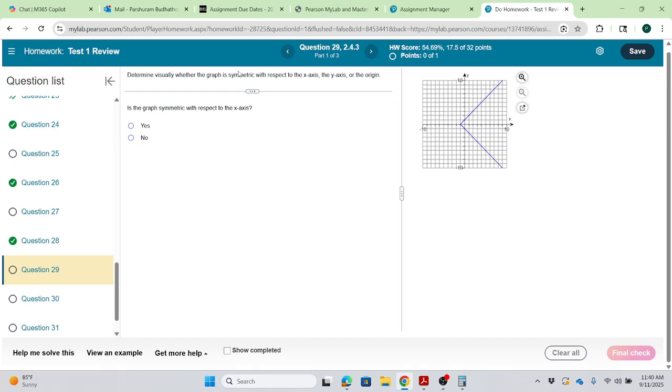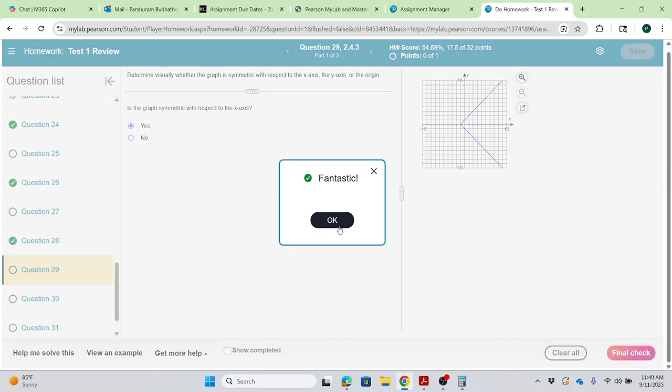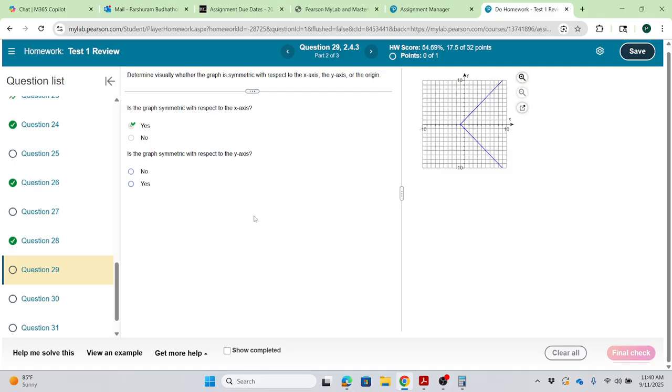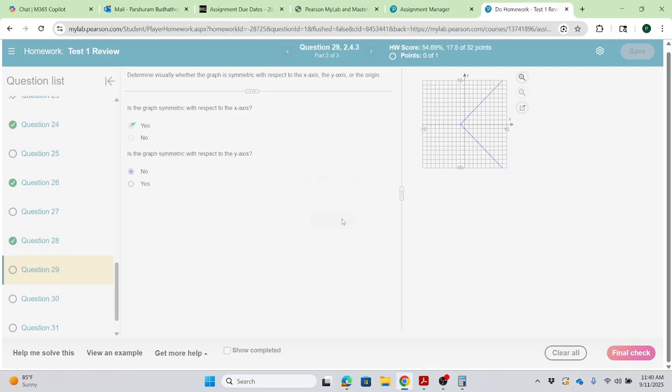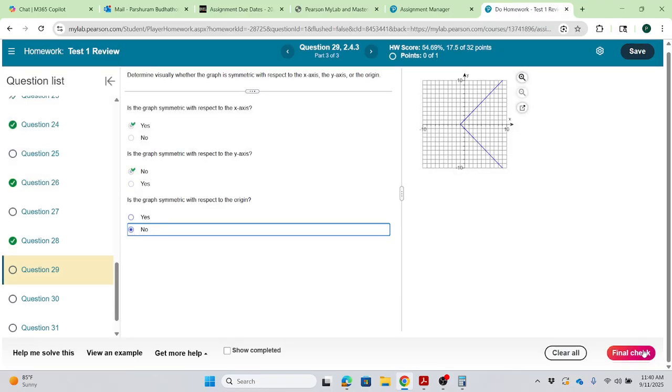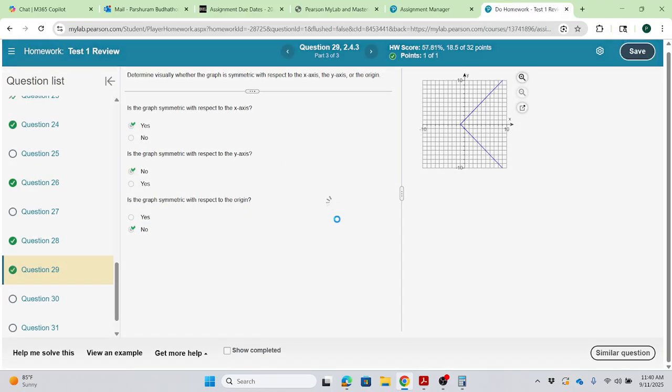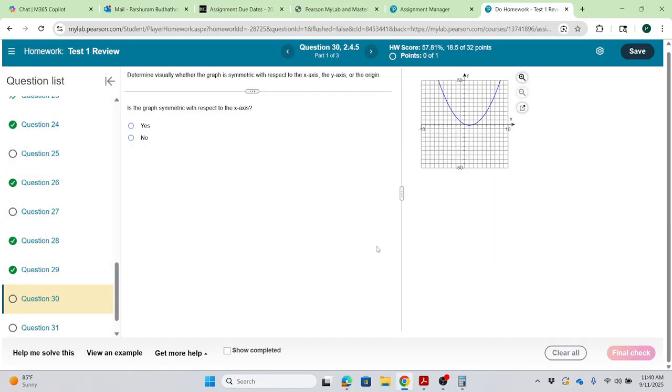Determine visually whether the graph is symmetric. Is the graph symmetric with respect to the x-axis? Yes. Look, the x-axis is dividing the graph into two equal pieces. Is this symmetric with respect to the y-axis? No. And then origin? Of course not. So let's go to the next question.